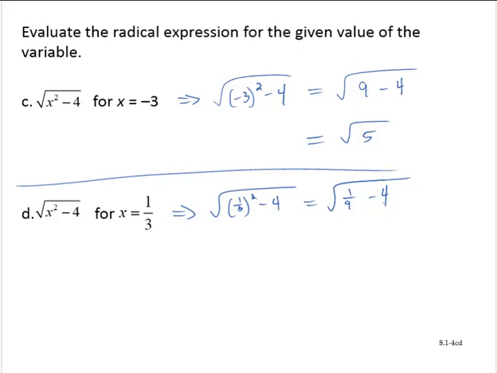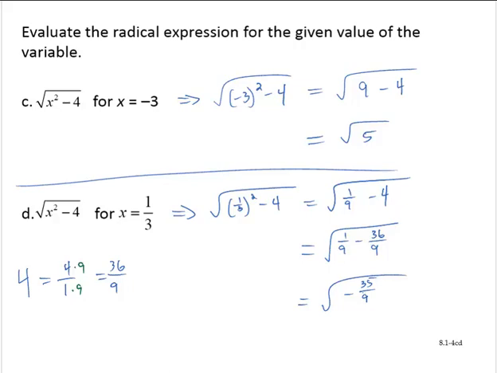Now, 1/9 minus 4, well, let's get a common denominator, and recalling that 4 is equal to 4 over 1, and building up that fraction with a factor of 9 gives us 36 over 9. We would then have the square root of 1/9 minus 36/9, which is the square root of negative 35/9. And so we'll have to say that this is not real.